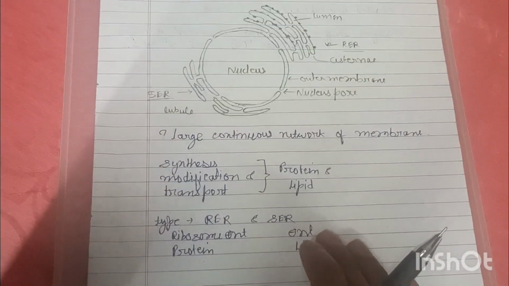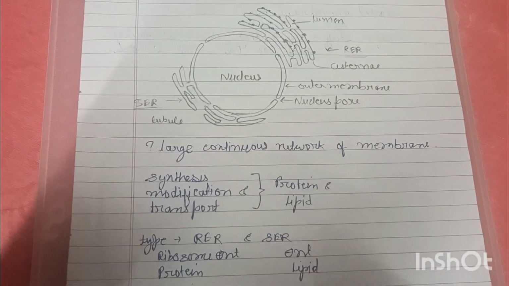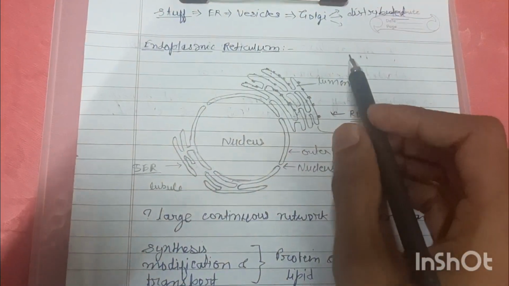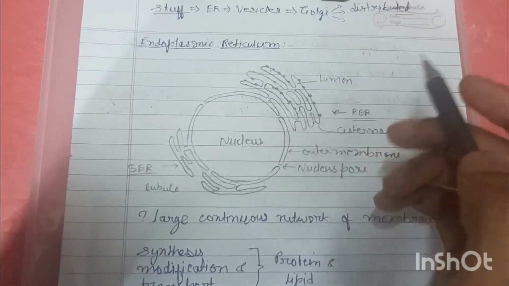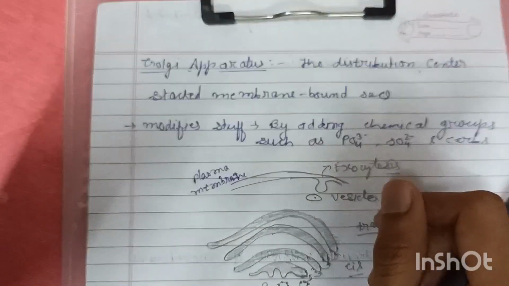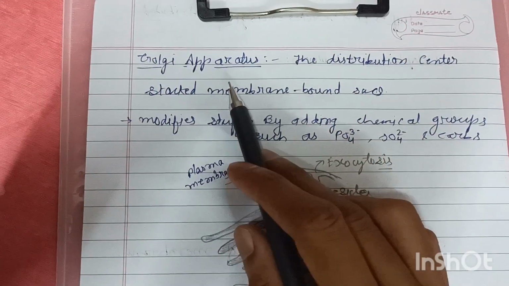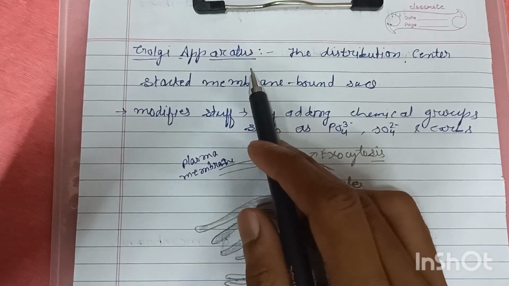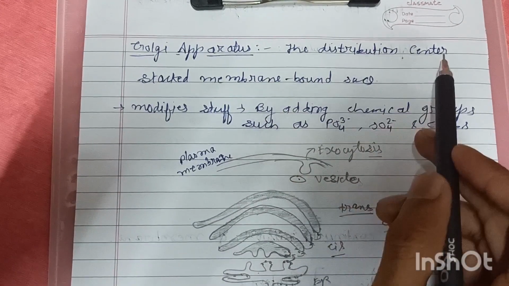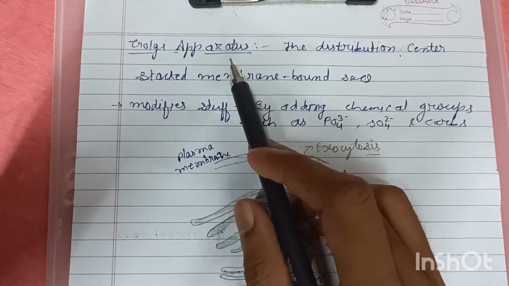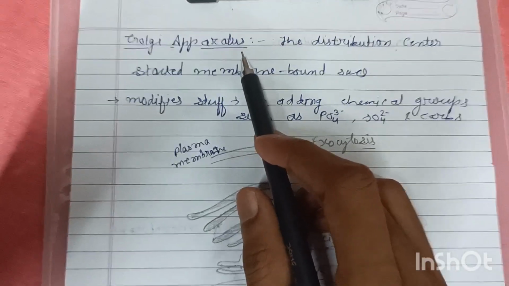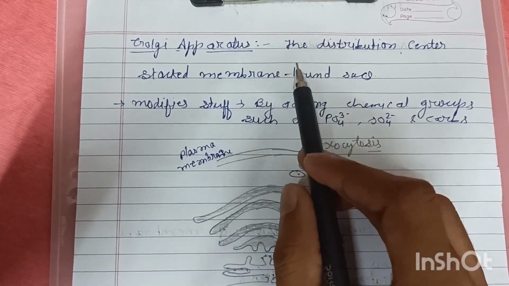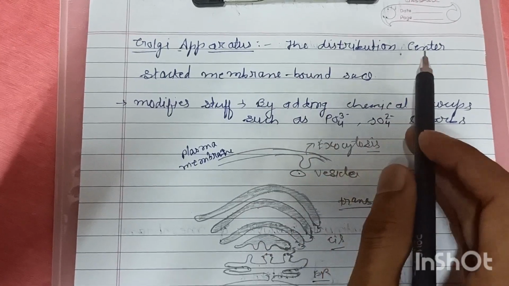So this is all about endoplasmic reticulum, and now we have to look at Golgi apparatus. Now we are going to understand what is Golgi. Okay, now pay attention to the Golgi apparatus. So first of all, let's see what it does. Actually, you can understand it as a distribution center. Once stuff come to the Golgi apparatus, then it will be distributed to its final destination. So you can understand it as a distribution center.